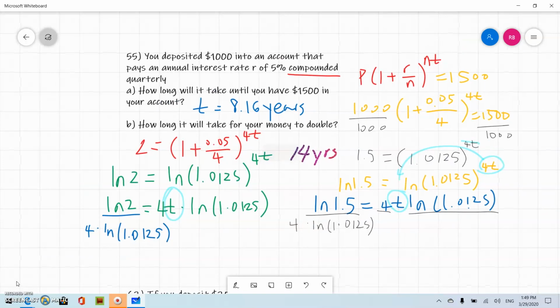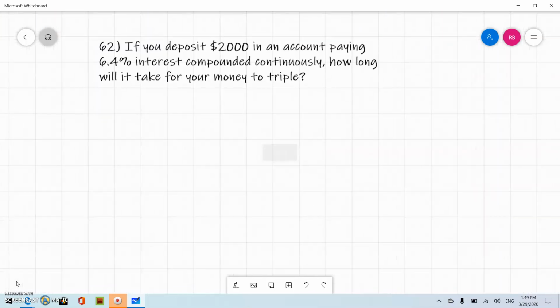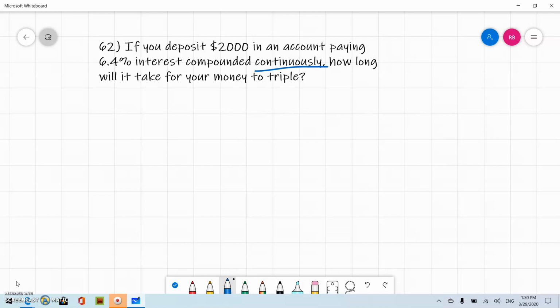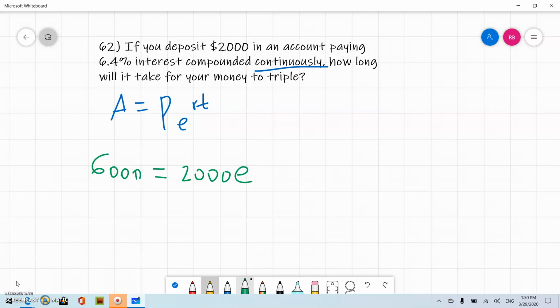Let's move to the next question. If you deposit 2,000 in an account paying 6.4% interest compounded continuously, so from that word continuously, you know that you are using A equals Pe^(rt). Right? So how long will it take for your money to triple? So again, it doesn't really matter whether or not you have an actual value because it will just become 3 on the other side. But to make it easy, let me just write it the way it is.